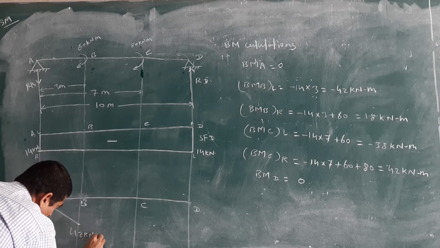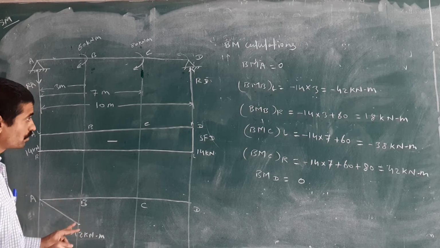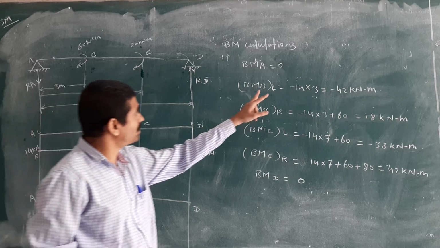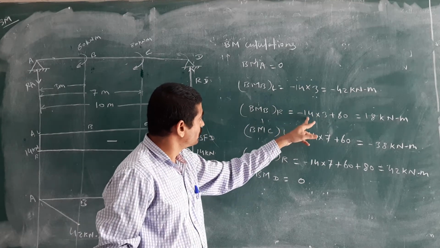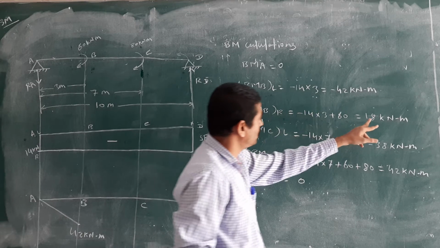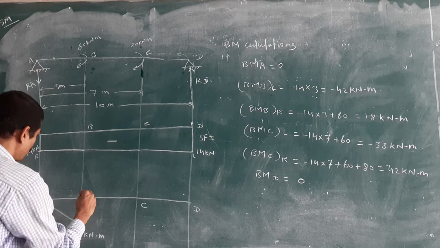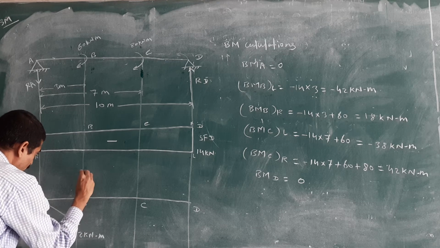42 kilonewton meter is there. Then check that we will get 2 points, one on the left and one on the right. Minus, again, bending moment at B, same point, right side, we have the positive value 18 kilonewton meter. That means we are going upward.